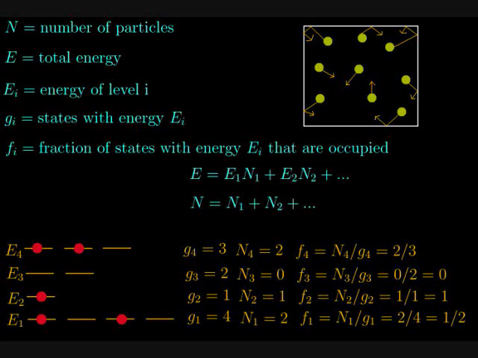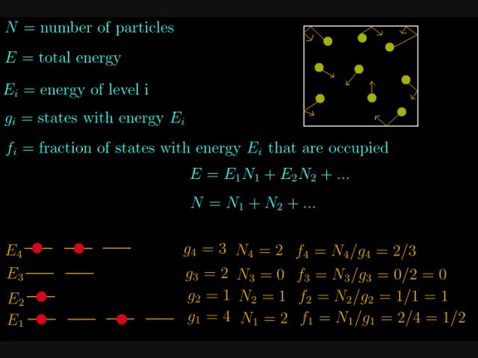There are 4 energy levels with energies E_1, E_2, E_3, and E_4. The energy levels are drawn so that energy increases from bottom to top. There are 4 states with energy E_1, so G_1 equals 4. There are 2 particles with energy E_1, so N_1 equals 2. Half the states with energy E_1 are occupied, so F_1 equals 1/2. Similarly, you can find G_2, G_3, G_4, N_2, N_3, N_4, and F_2, F_3, and F_4.